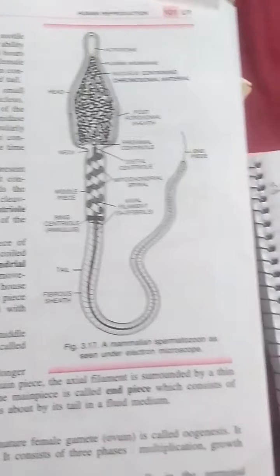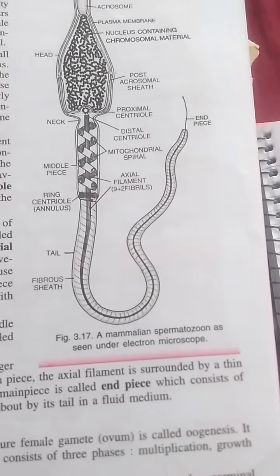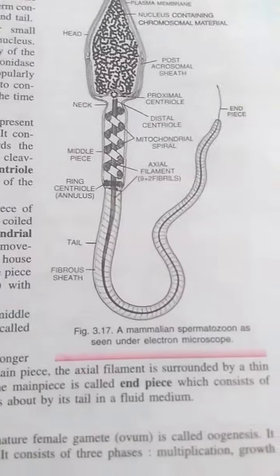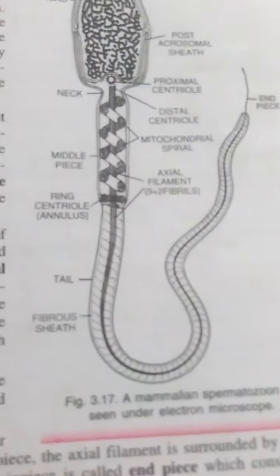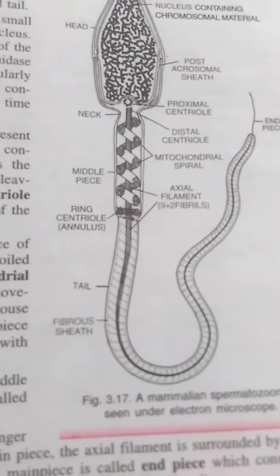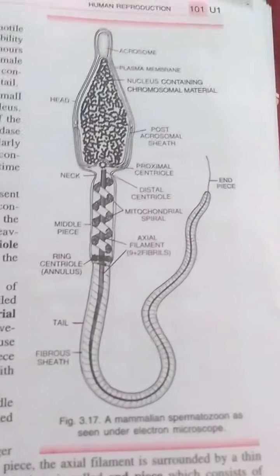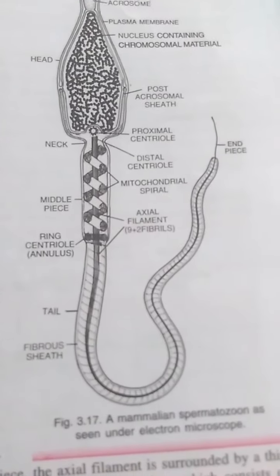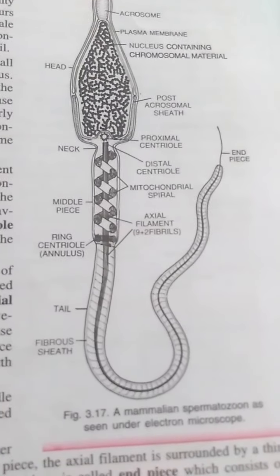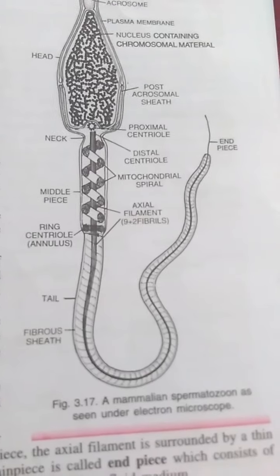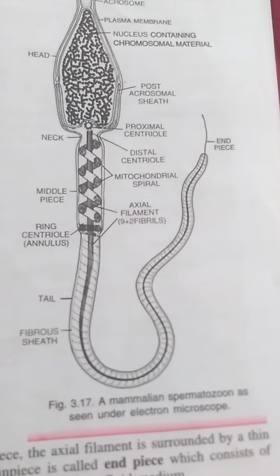Now after this neck piece, there is middle piece. From here to here there is middle piece, and this middle piece actually is occupied by the mitochondria present in the cell, right? And since this region contains mitochondria, what is its function? Its function is to provide energy for the sperm movement, right?